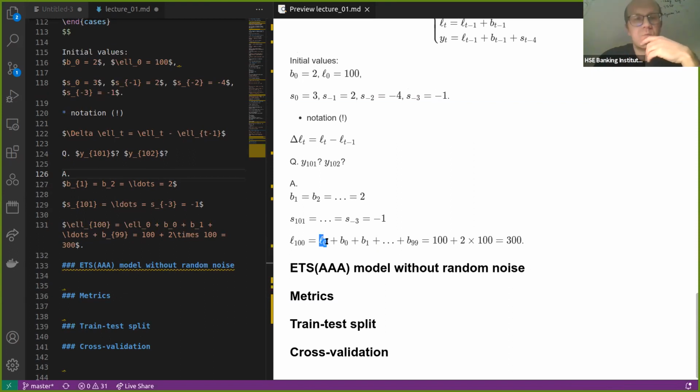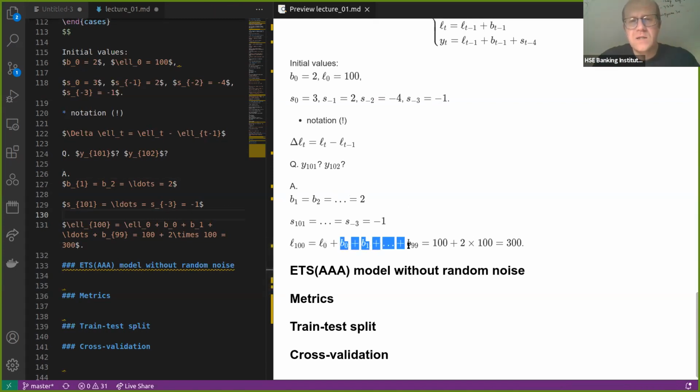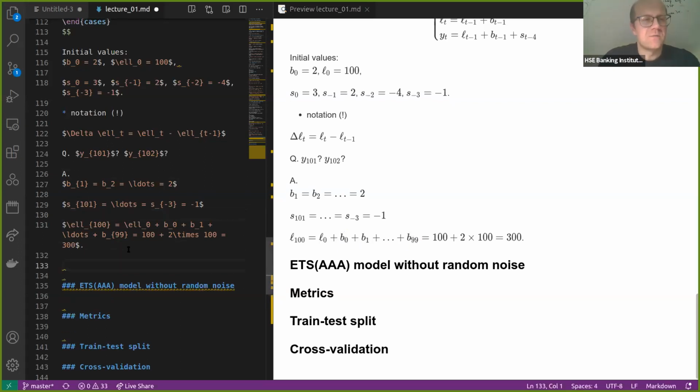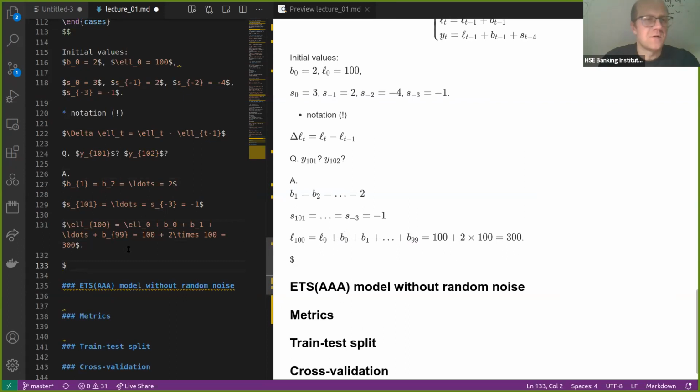Why is L0 not multiplied? Okay, let's start from L1. Yeah, Всеволод is right. We have B0, B1, and B99. If it's a little bit difficult, let's start from L1. L1 will be L0 plus B0. It will be 100 plus 2. It will be 102.